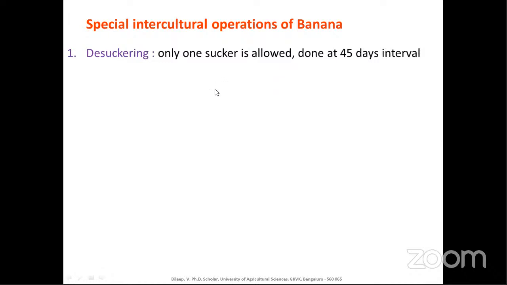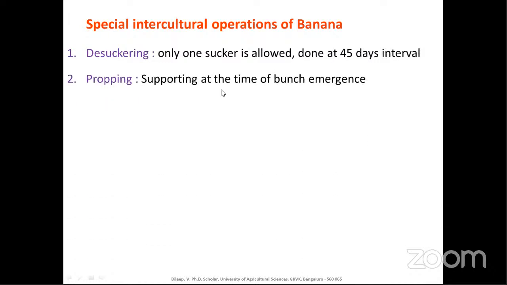In the same way, for banana there are operations, that is desuckering, the removal of suckers. The plant rhizome contains several auxiliary buds in the roots, and those will emerge as suckers. If left unmaintained, 10 to 12 suckers emerge; I have seen almost 20 suckers produced from one mother plant. Only one needs to be retained, to avoid nutrient diversion. So one sucker is retained, and desuckering has to be done at a 45-day interval.